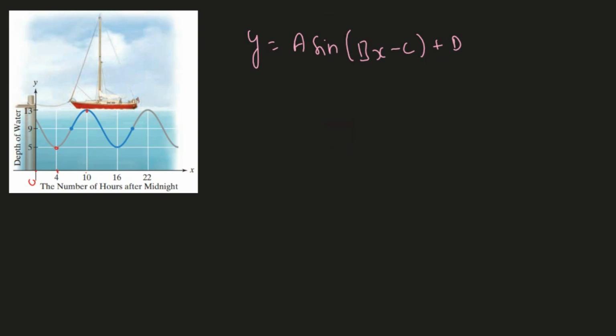Now if you look carefully, this graph is oscillating about the line y equals 9. So there is a vertical shift, and this shift is d equals 9, right? So the value of d is 9. Now what is the amplitude here? The amplitude would be 4, since 13 minus 9 is 4.